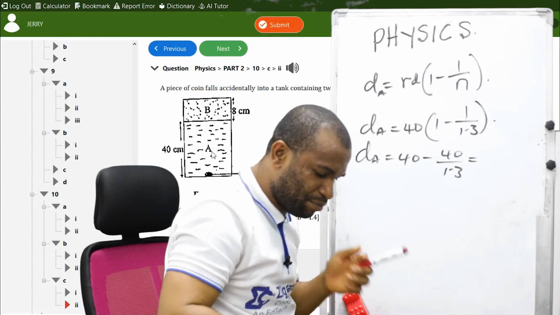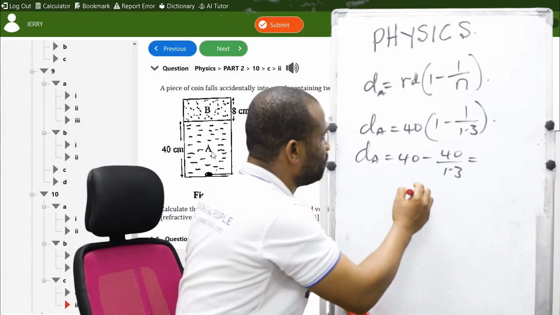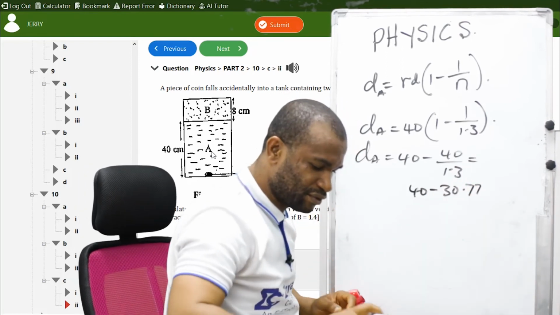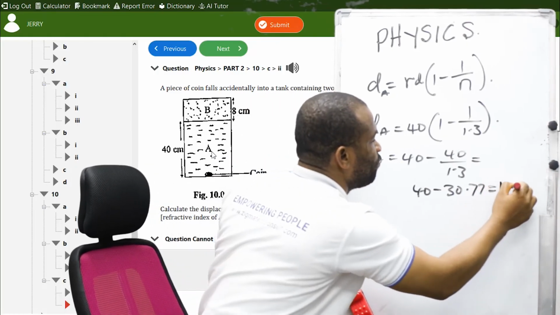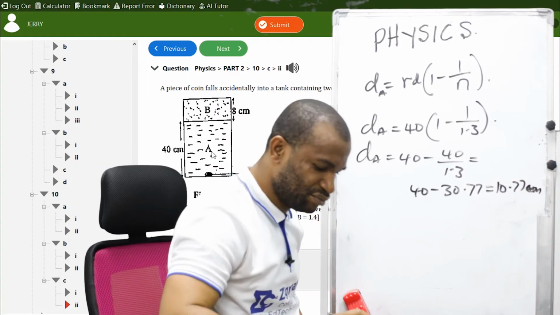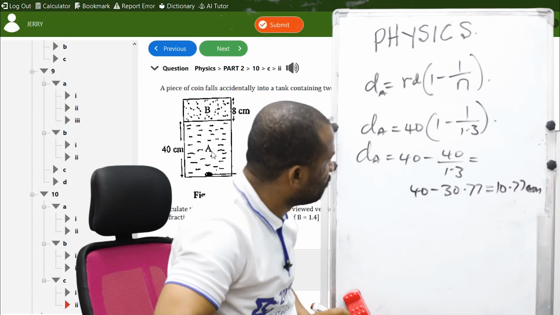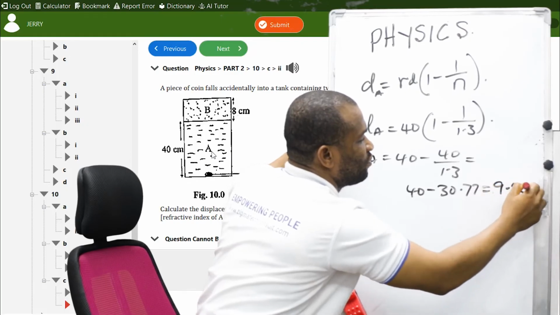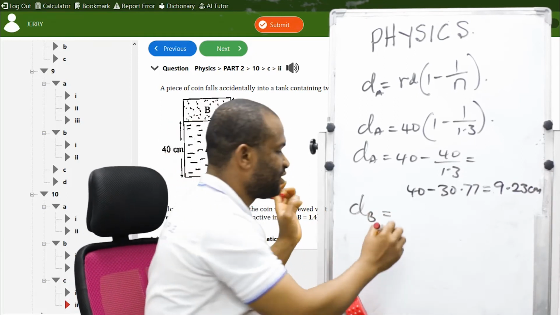So 40 divided by 1.3 is 30.77. So this is going to be 40 minus 30.77, which is 9.23 cm. All right, the displacement for the second liquid: the real depth is 8.